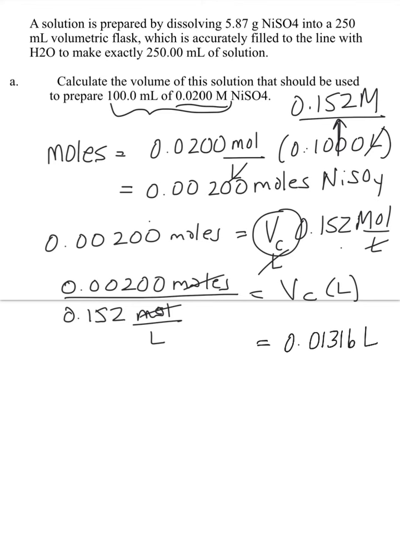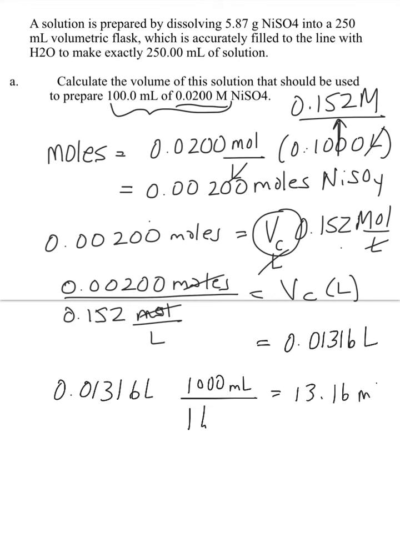Now, it's kind of hard to measure out that amount of the more concentrated solution, so it's going to be more convenient for us to turn that into milliliters. So just rewriting it here, 0.01316 liters. We know that for 1 liter, there's 1,000 milliliters, and so this becomes 13.16 milliliters.